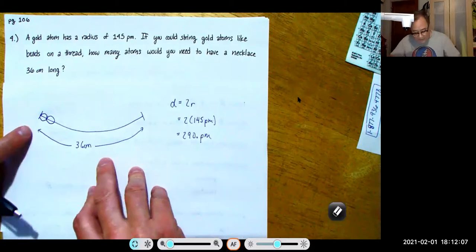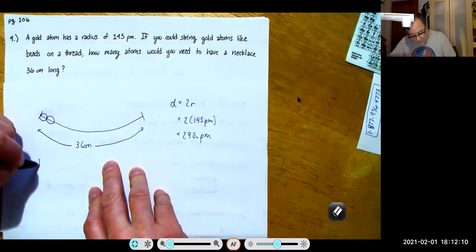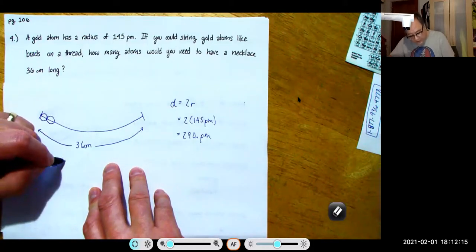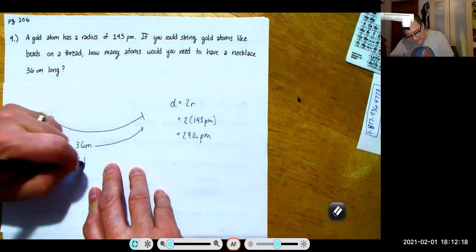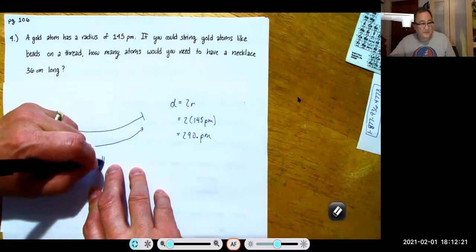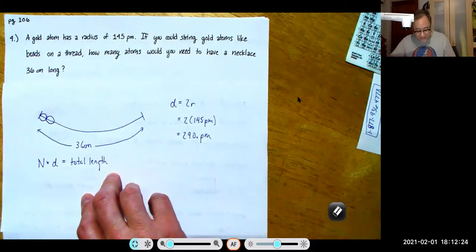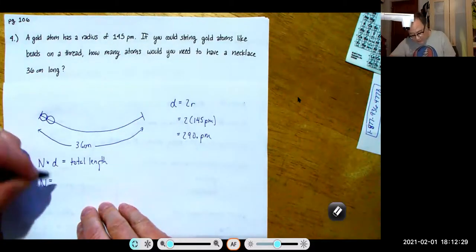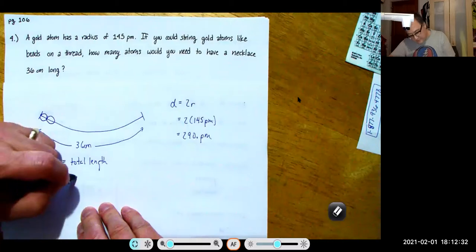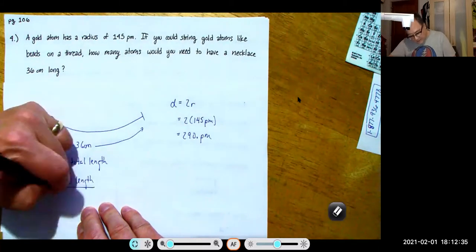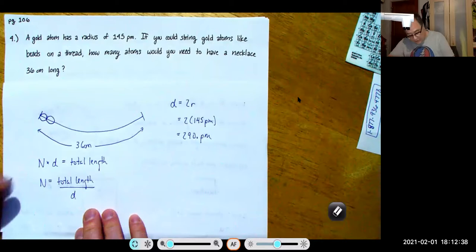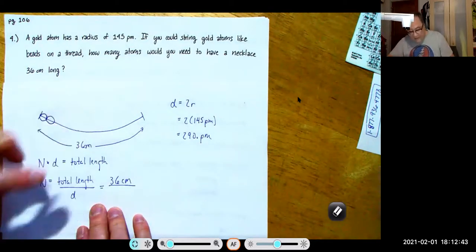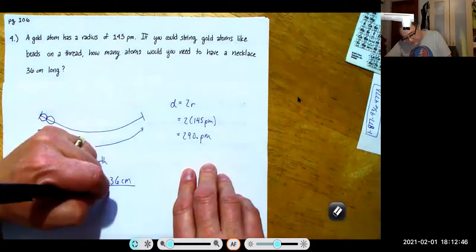Now, how do we figure this out? Well, we know that the number of atoms times the diameter should equal the total length. That makes sense, right? The number of atoms times the diameter is the total length. So that means that the number of atoms should be the total length divided by the diameter. And so here, the total length is 36 centimeters, and the diameter is 290 picometers.